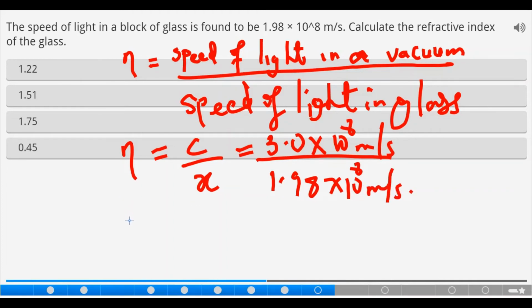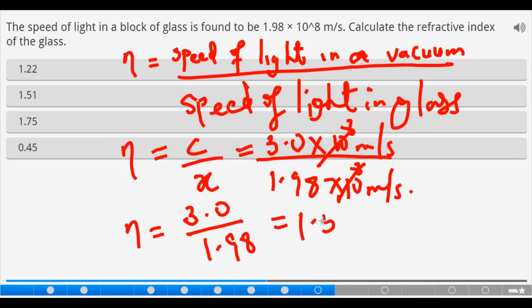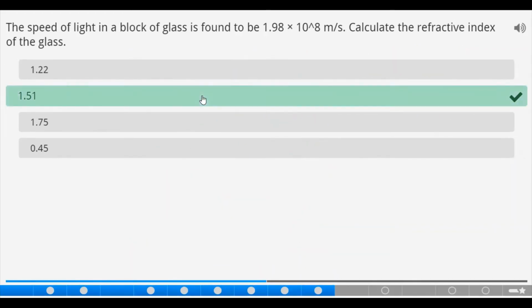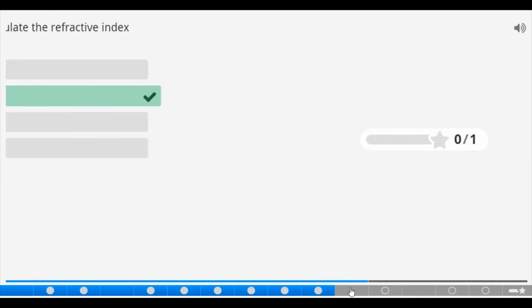So we have to look for what? The refractive index. The refractive index now, this will cancel this. 3.0 over 1.98. That is what we have left. And we have our answer to what? 1.51. So let's pick 1.51 and check. Correct.